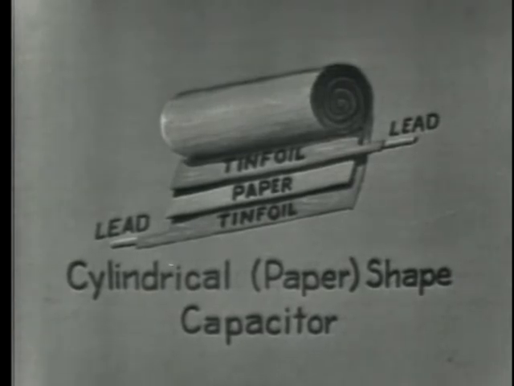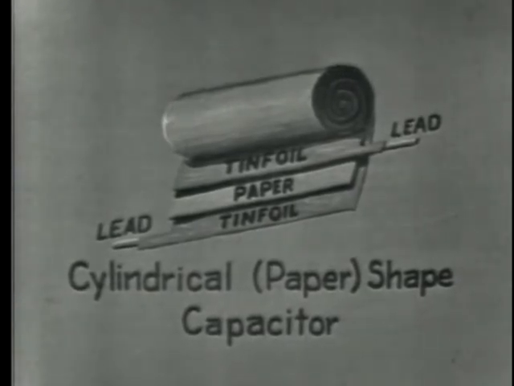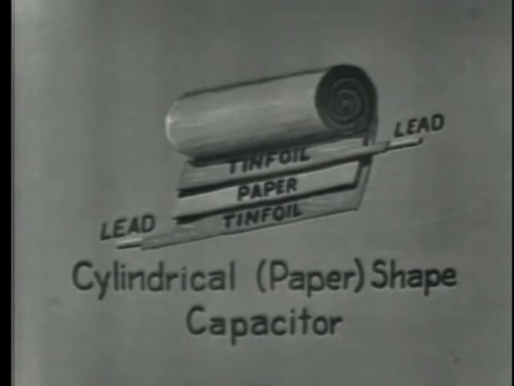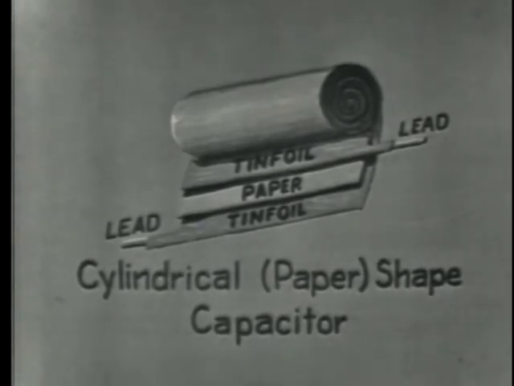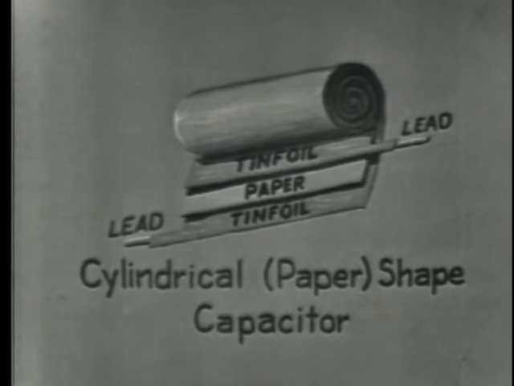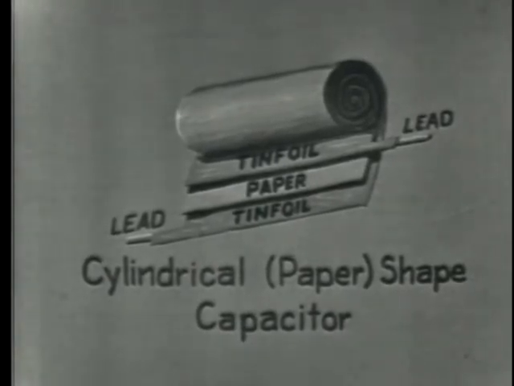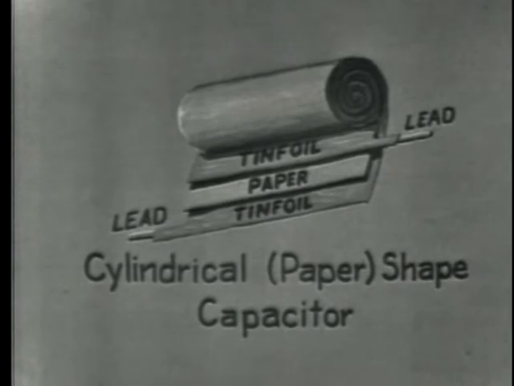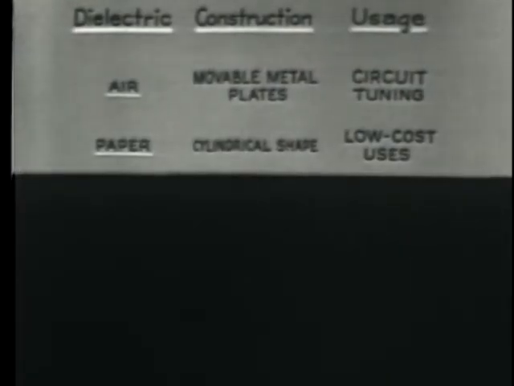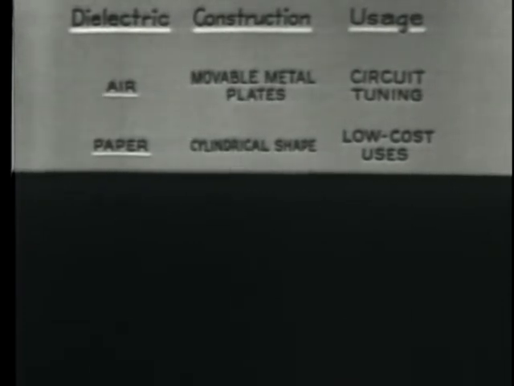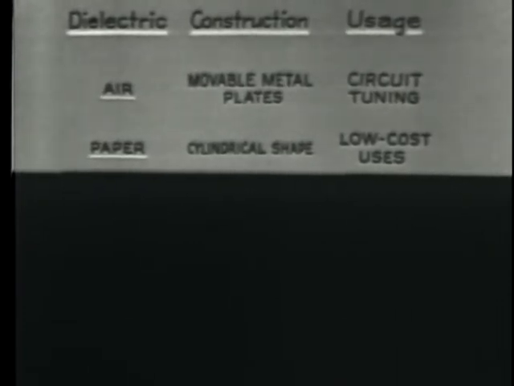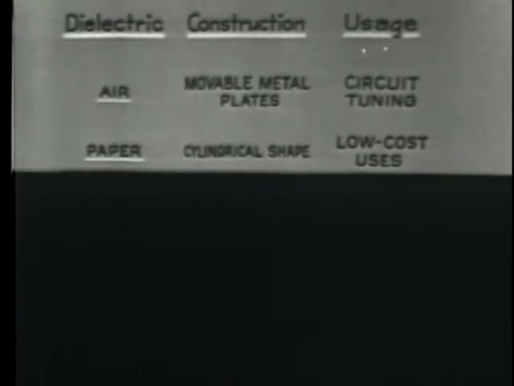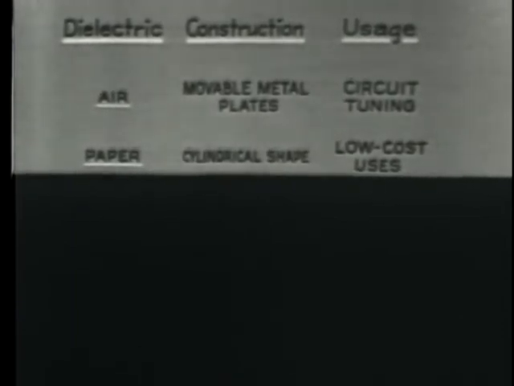Here's how it's constructed. Two layers of tin foil separated by a layer of paper rolled into a cylindrical shape. After the capacitor is rolled, it's dipped in melted wax so it will retain its shape. This is a very inexpensive capacitor for the job it can do. Now we have two capacitors, the air dielectric we discussed first, and now the paper dielectric, whose construction feature is its cylindrical shape. It is used in most low-cost installation.